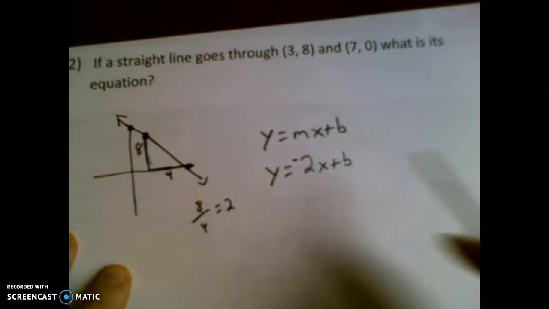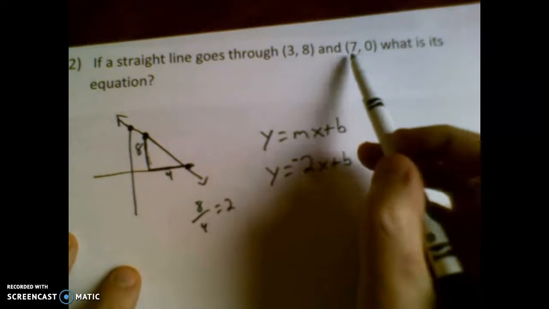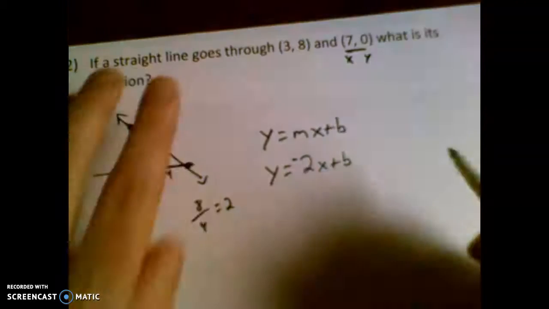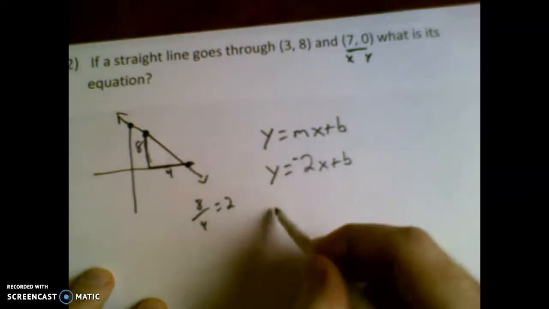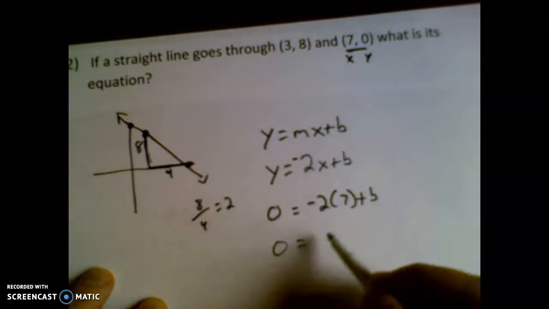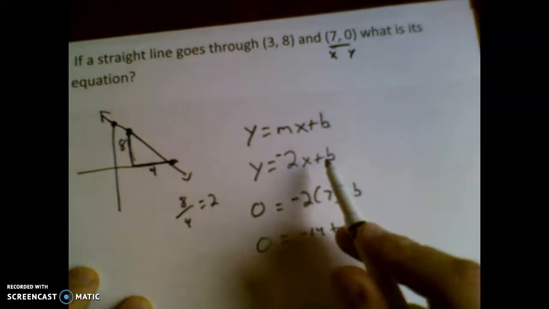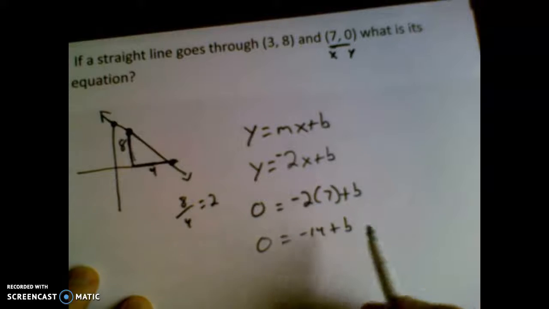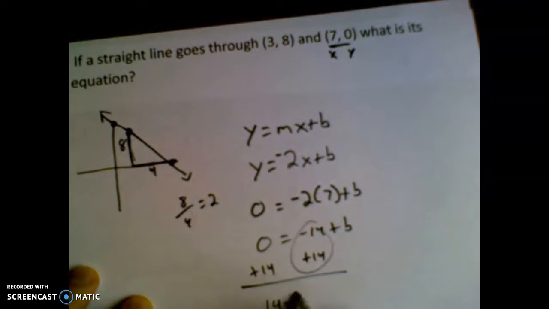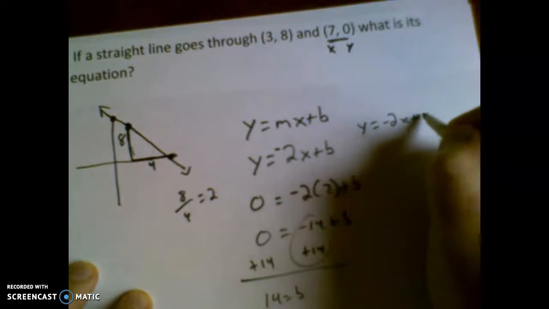So one way to do it is the algebra method. So I'm going to take either of these coordinates. I'm going to say maybe this one, and I'm going to plug 7 in for x and 0 in for y. So y becomes 0, x becomes 7, and I get 0 equals -14 plus b. Again, I'm trying to solve for b. That's my missing value right now. And to get b by itself, I would add 14 to both sides, and I would get, well, there it is, 14. So y equals -2x plus 14.